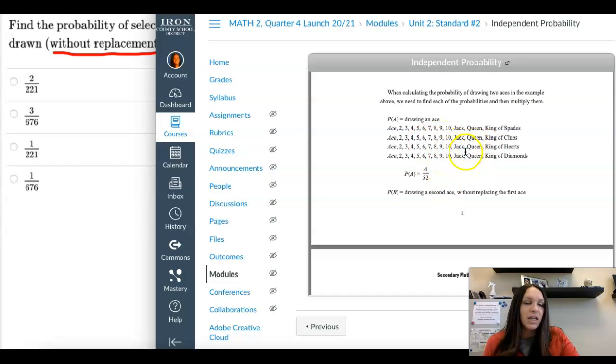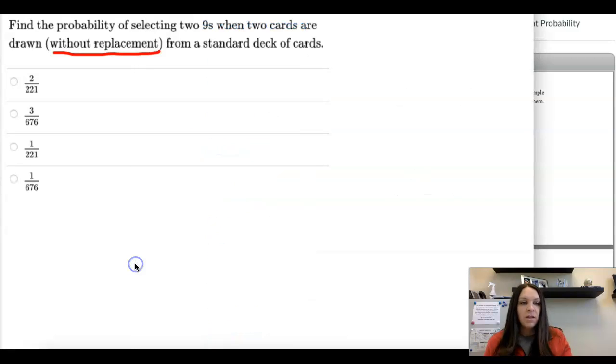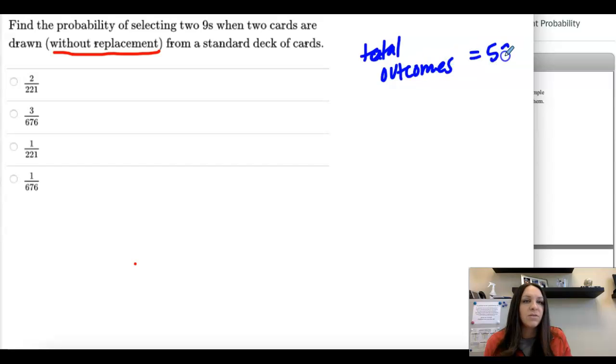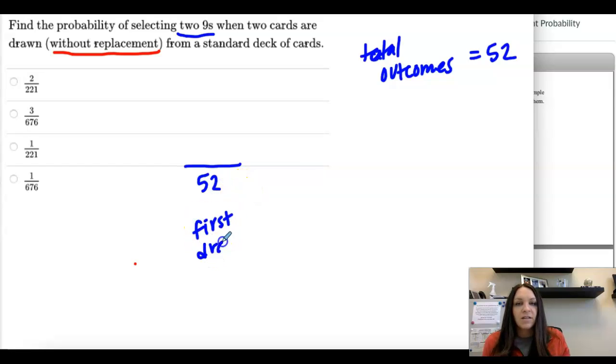You might have to look them up and see what the cards are, like Jack, Queen, King, spades, hearts. I'm telling you now, there are 52 cards in a deck. We have 4 suits, and then there are numbers. So our total outcomes when we have a deck of cards is 52. My first draw is from 52 cards.